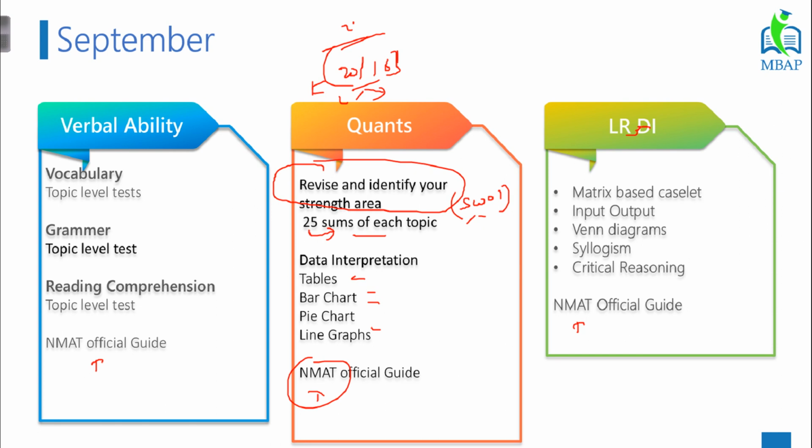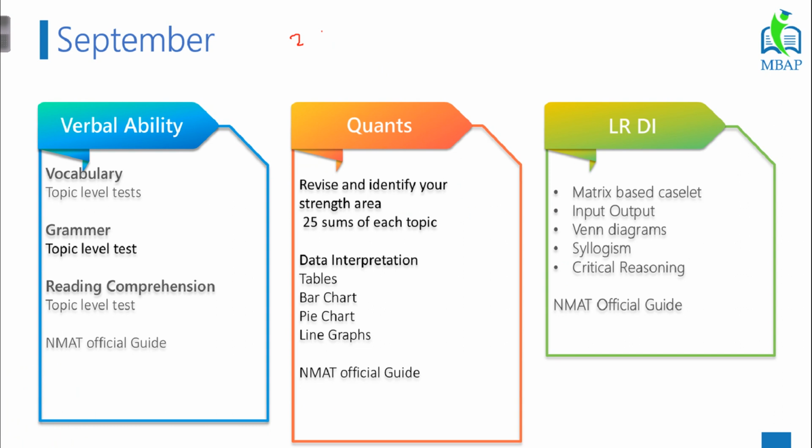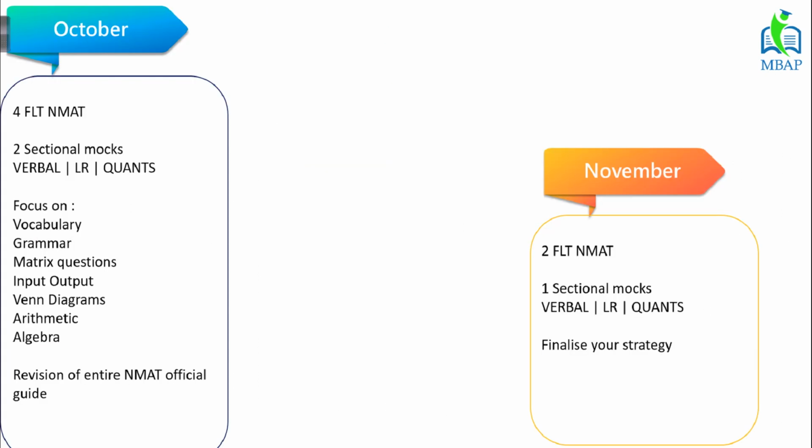Logical reasoning. In the month of September, focus only on what is relevant. Matrix based question, input, output, Venn diagrams, syllogism, critical reasoning, and solve all the questions of NMAT official guide. Okay. In the month of September, technically I also want you to solve one more mock, so we'll keep the same agenda. So 2 sectional tests and 1 full length test. I'm going very slow at this point of time, that's okay, but even if you're able to do this much, I am assuring you that by following this plan, you'll be able to crack the NMAT examination really well.